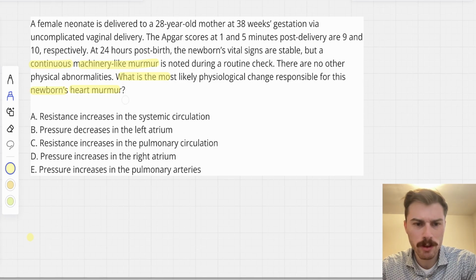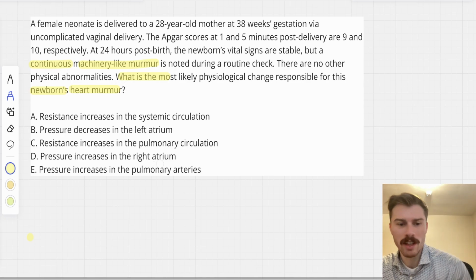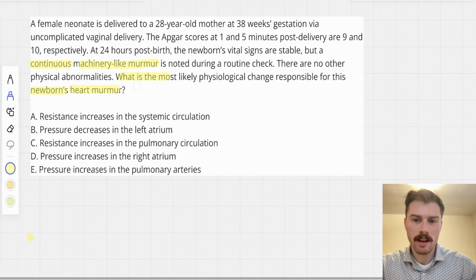And normally what I would do is I would start with the last sentence, then jump into the answer choices. Here, I do a little bit of an advanced technique, looking at the previous sentence to get the murmur. So I really don't even need to read the answer choices just yet because I have everything I need in these last two sentences. So continuous machinery-like murmur, that's a buzzword.